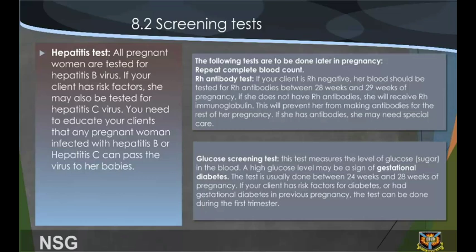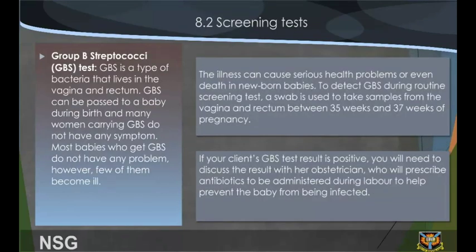Glucose screening test. This test measures the level of glucose, sugar, in the blood. A high glucose level may be a sign of gestational diabetes. This test is usually done between 24 weeks and 28 weeks of pregnancy. If your client has risk factors for diabetes or had gestational diabetes in a previous pregnancy, the test can be done during the first trimester.